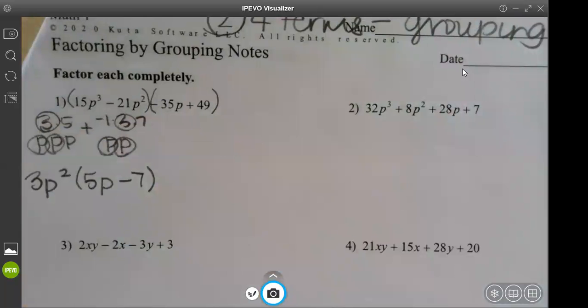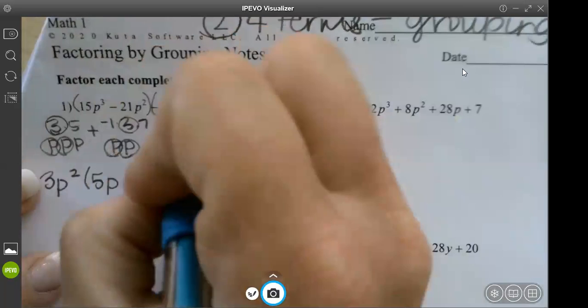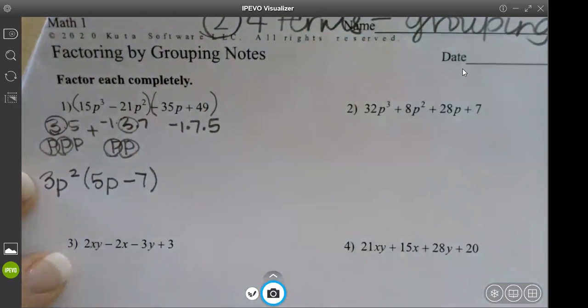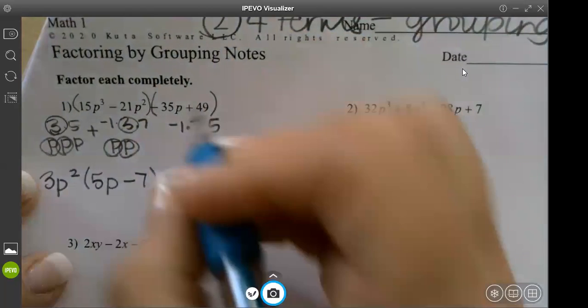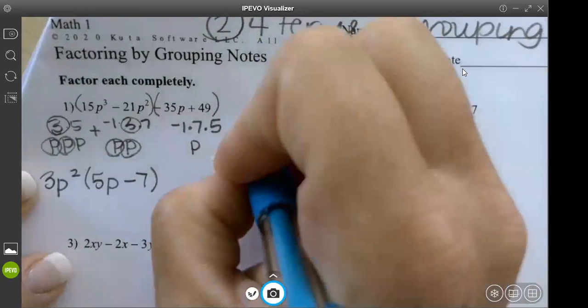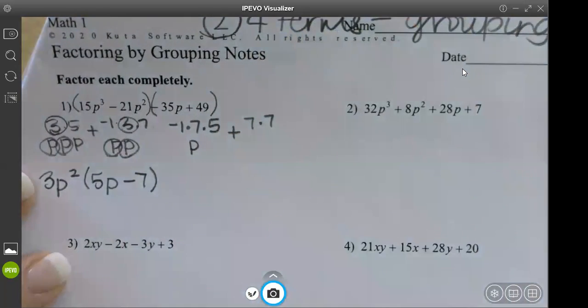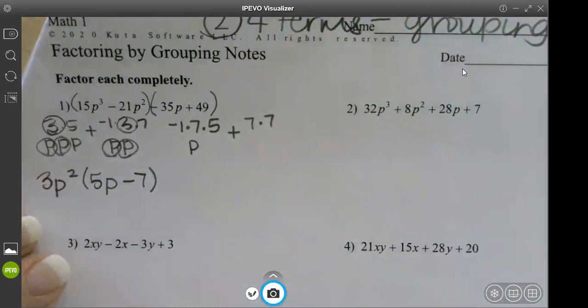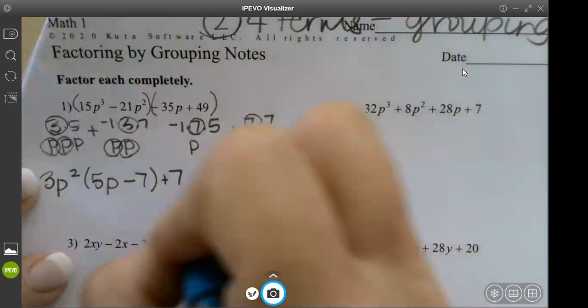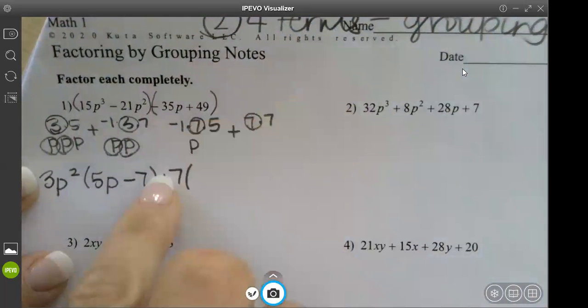You do the same thing to the other set, okay? So break down -35p. We have a -1, a 7, and a 5. And then we have 1p. We have a plus, and 49 is 7 times 7. What do they have in common? Just a 7. So we took out a positive 7. So make sure you put a plus there. There should always be a sign in the middle there.